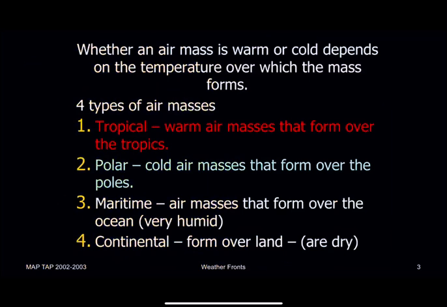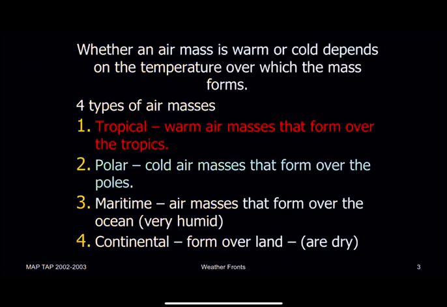Whether an air mass is warm or cold depends on the temperature over which the mass forms. So there are four main types of air masses. The first is tropical air mass. A tropical air mass is made up of warm air that forms over the tropics. Then you have the polar air masses. These are cold air masses that form over the poles.